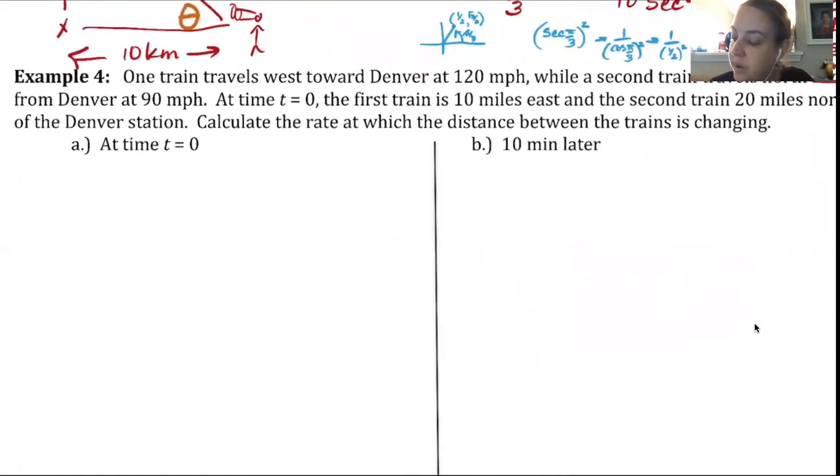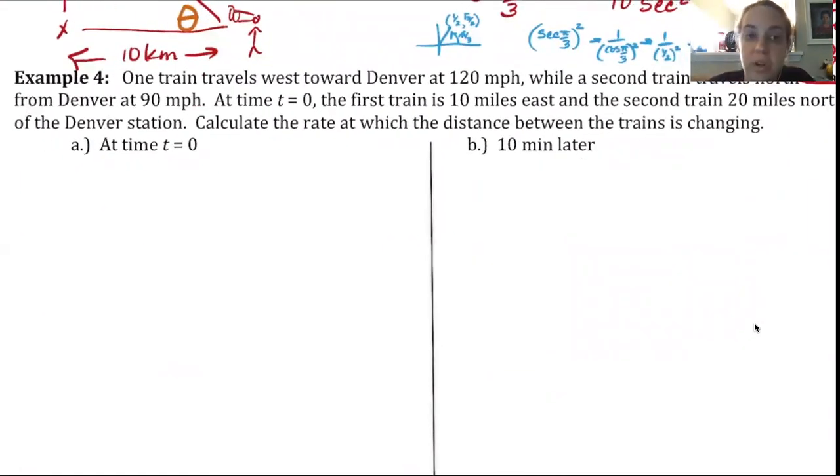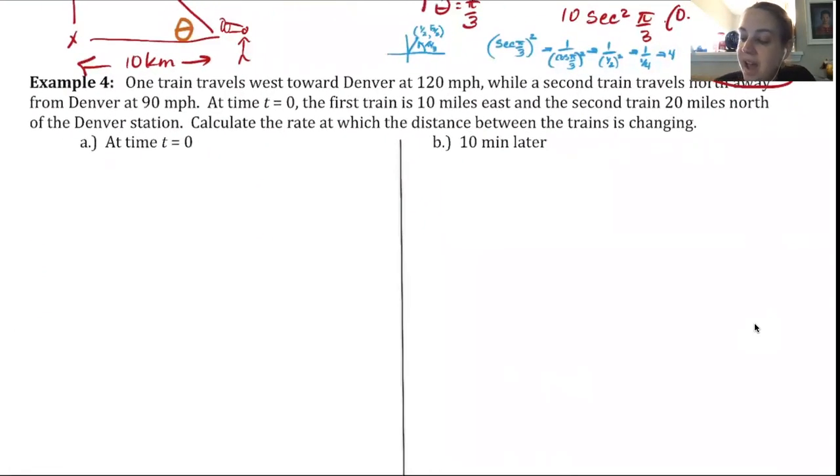Example 4, last one. One train travels west towards Denver at 120 miles an hour, while a second train travels north away from Denver at 90 miles an hour. At time equals t0, the first train is 10 miles east and the second train is 20 miles north of Denver Station. Calculate the rate at which the distance between the trains is changing.